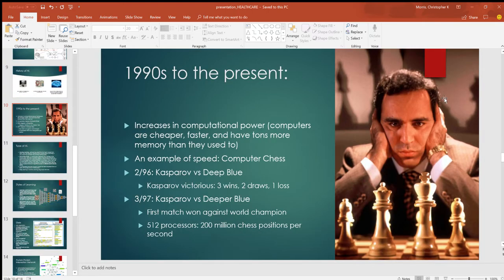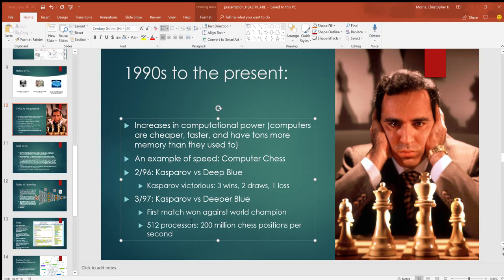Which kind of segues into my next point. This right here is Garry Kasparov, who in the mid 90s was the grandmaster chess champion of Russia. I'm not too familiar with his background, but anyway, in 1997 he played against Deep Blue. I said Deeper Blue, this should be Deep Blue, sorry. Deep Blue was the IBM supercomputer back then. It's not anymore. But it played against Kasparov in chess, and he's not looking too happy here because he actually lost against Deep Blue.